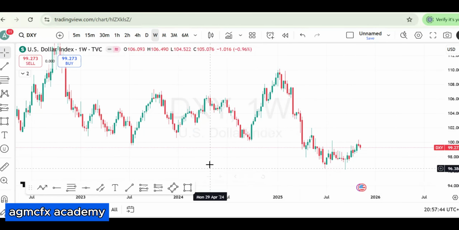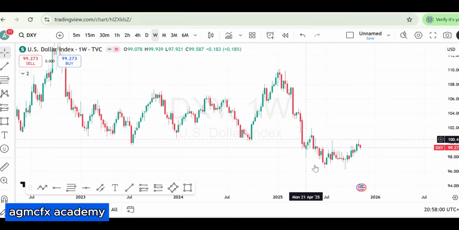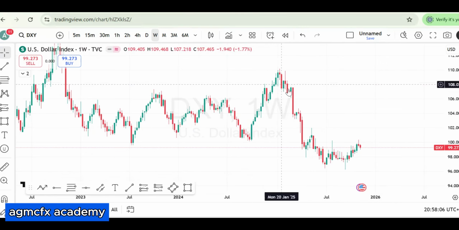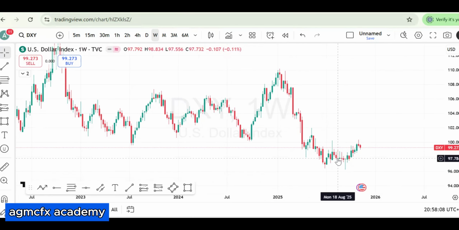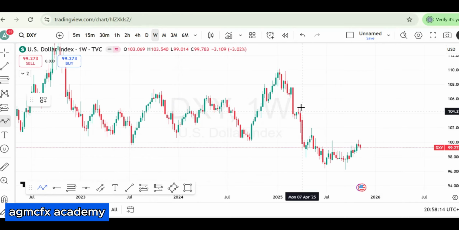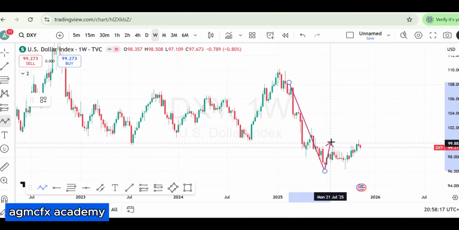So let's start from DXY. Then let's start with technical analysis, and let's look at the weekly chart. So we're going to use top-down analysis to do the analysis. Now on the weekly chart, we can see the market structure and you can see the market patterns, that this market is trying to form a W pattern.